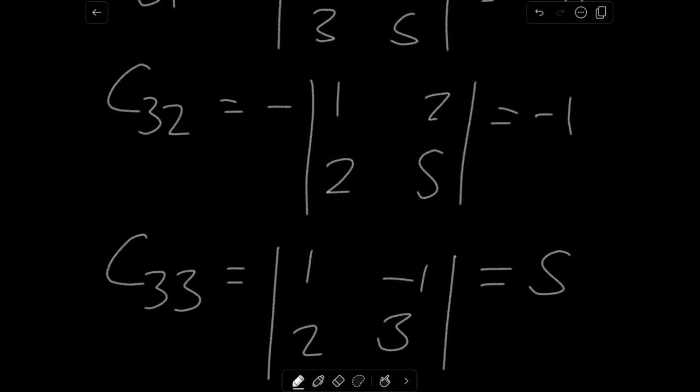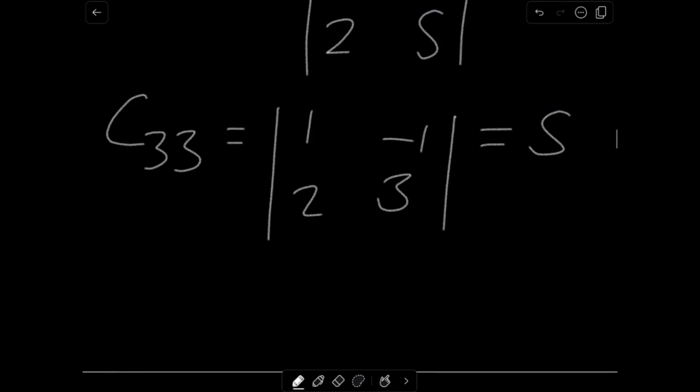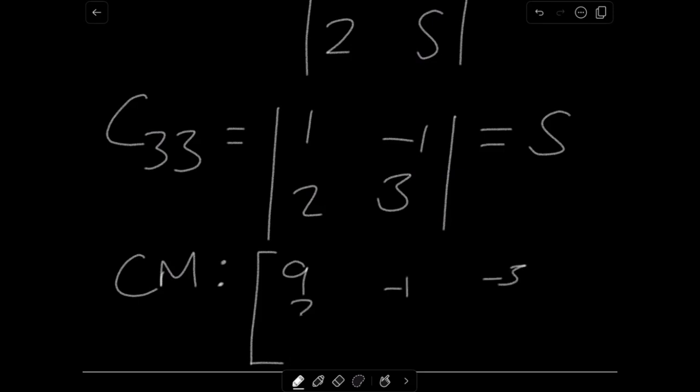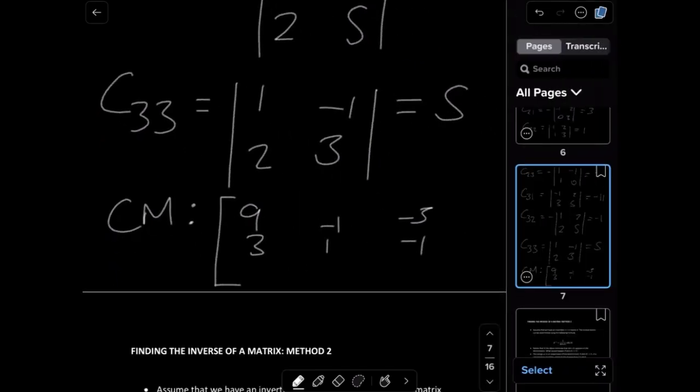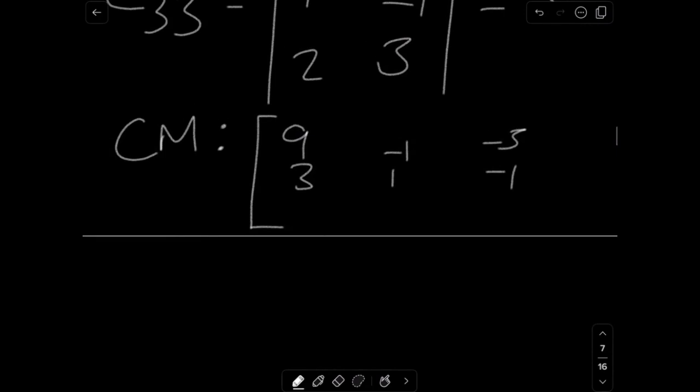Now it's time to get the cofactor matrix. I'm going to write CM for short. You'll have to write out the full thing. The cofactor matrix is going to be 9, minus 1, minus 3, 3, 1, minus 1. And we will have minus 11, minus 1, and positive 5.